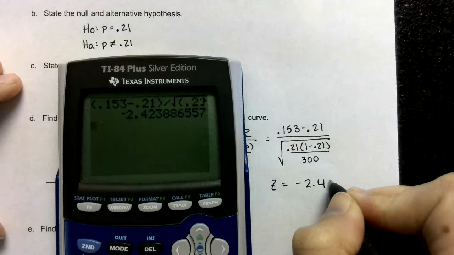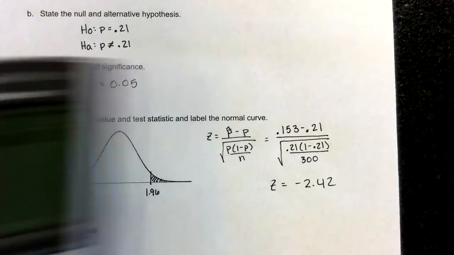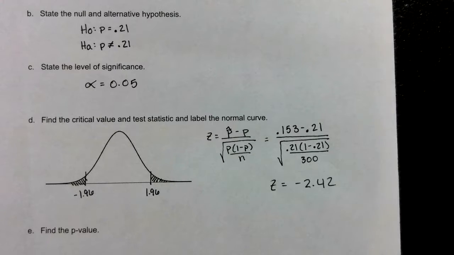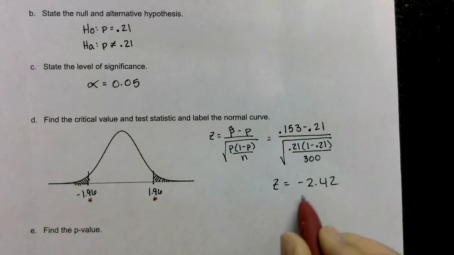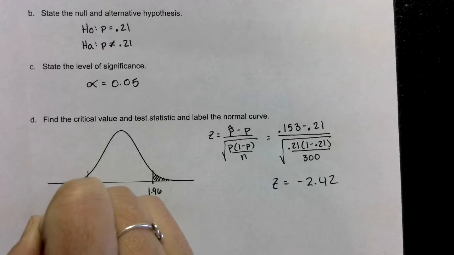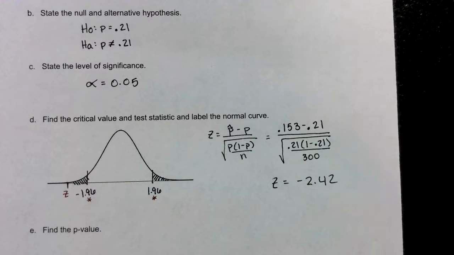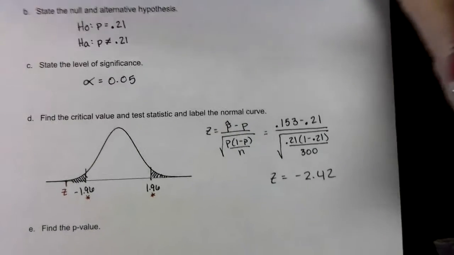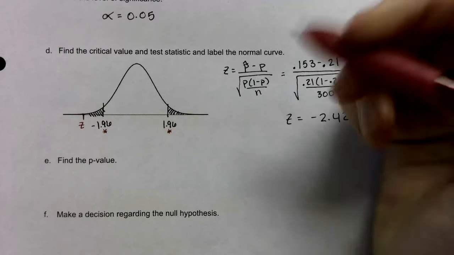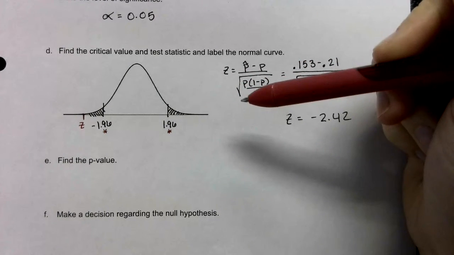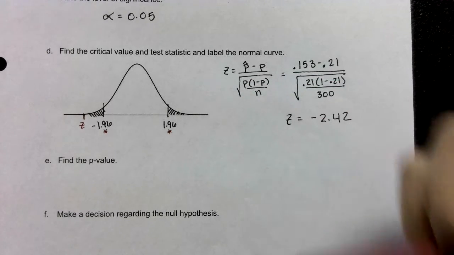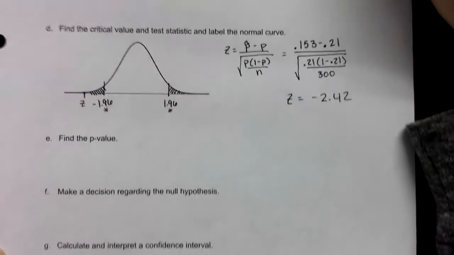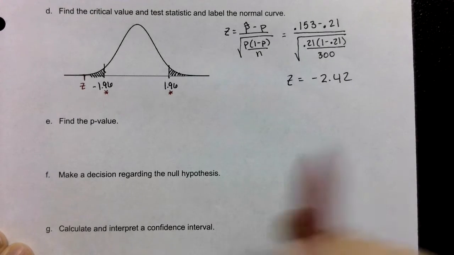So negative 2.42 would be sufficient. So now what we want to do, these are our critical values. And then my test statistic falls somewhere out here beyond that 1.96. So it falls into the reject region. So this step right here tells me I get to reject the null hypothesis. Now, what we want to see is that everything after this supports that same decision.